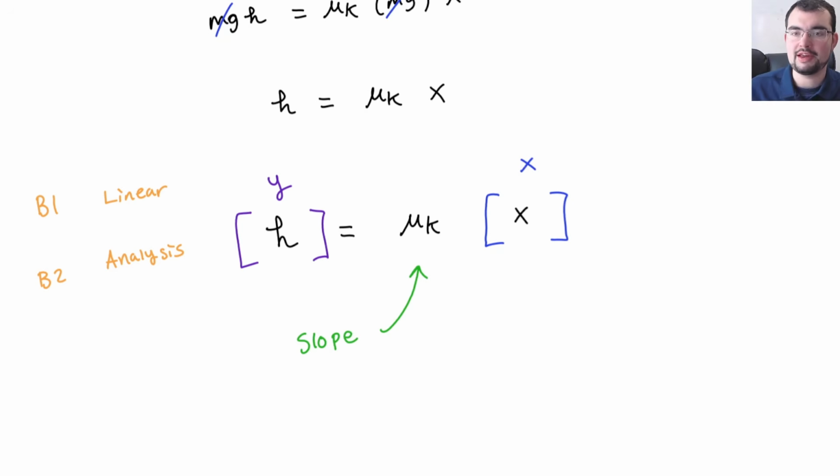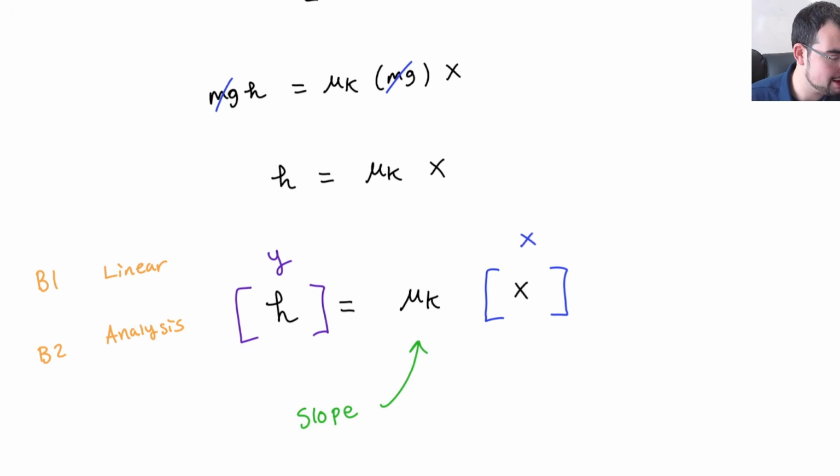Now, you could have graphed any variant of this. If you said graph x versus h and the slope is 1 over mu, that works. You just had to be very clear what goes on what axis. So this is always my tried and true approach to getting both B points at once.